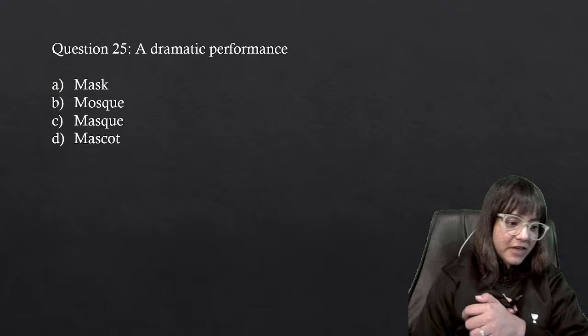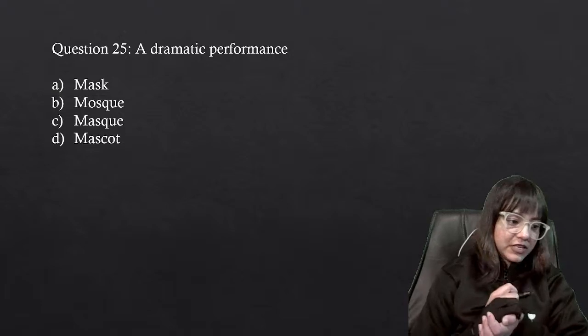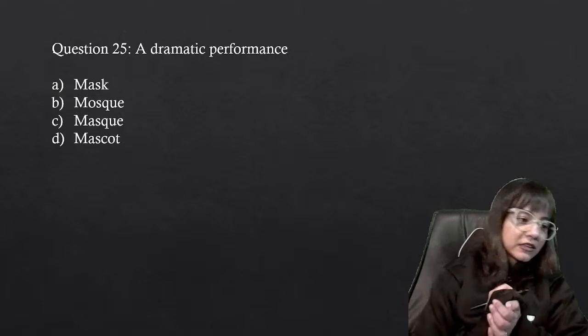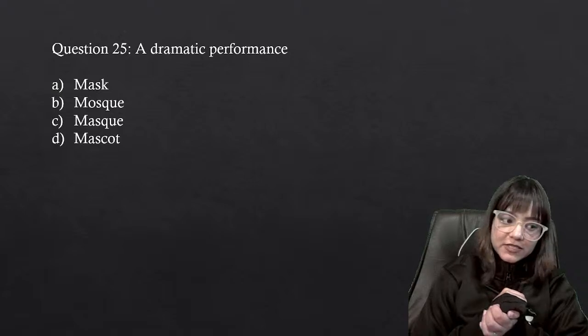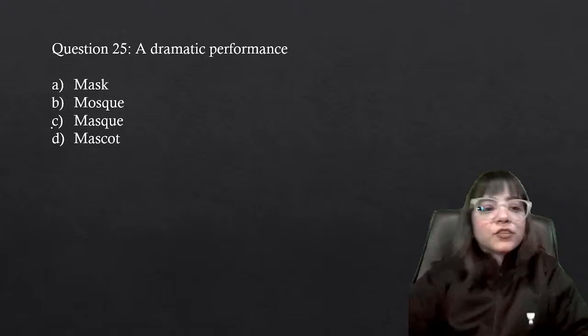Okay, Rahi is saying mascot. Creek is saying mask. Nikhil is also saying mask. Yes, it will be mask.